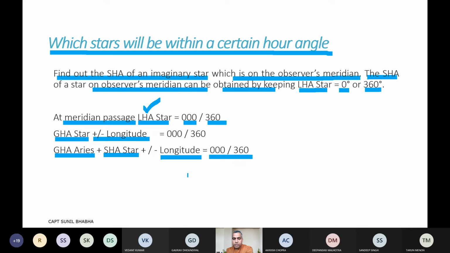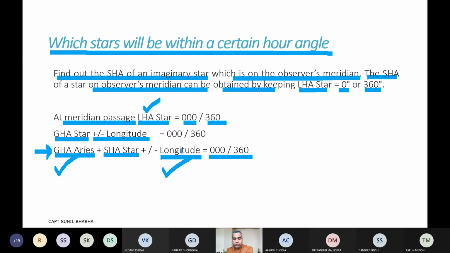Now, in these questions, the longitude of the observer is given to you. So you have this longitude known to you. They also give us the time in these questions. So from the time given, we can find out GHA Aries from the almanac.